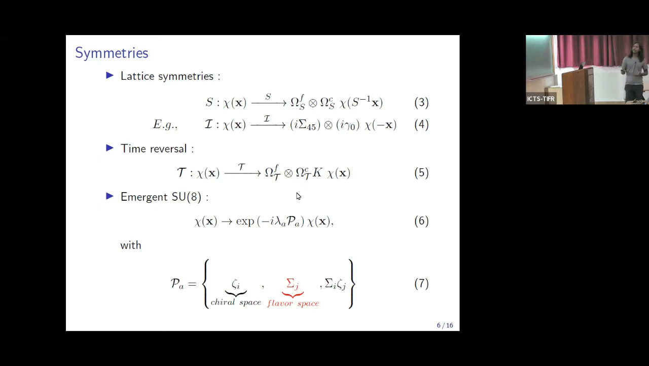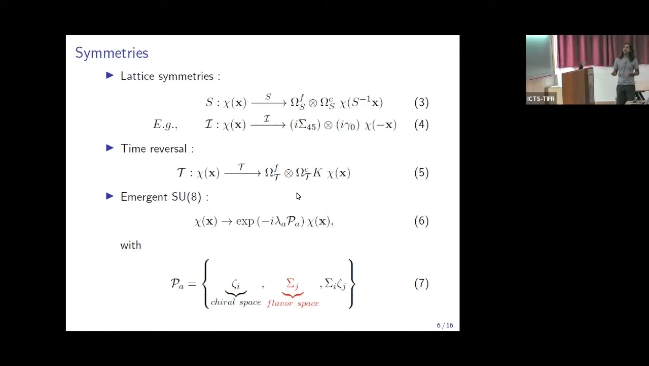Similarly, there is a time reversal symmetry in the system, which is implemented. And most importantly, there is an emergent SU8 symmetry in the system. As I said, there is an SU4 symmetry, which is really microscopic, but this SU8 is emergent. When you go to the low energy continuum limit, this symmetry emerges. And the generators of this symmetry are the following.